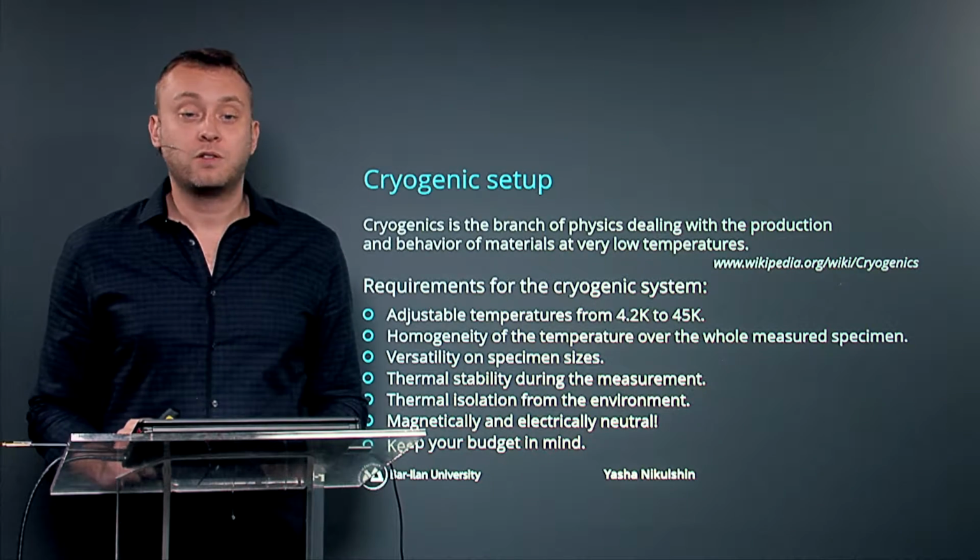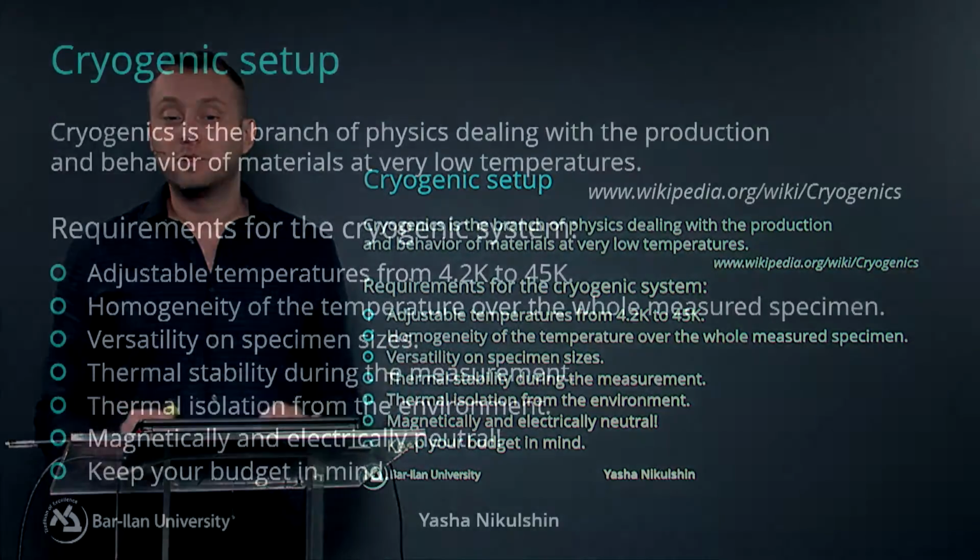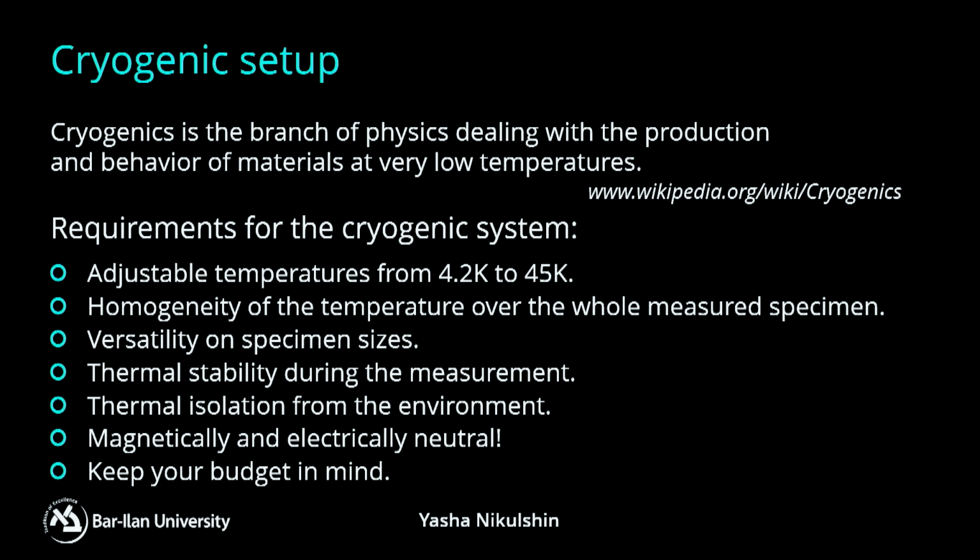Our requirements for the cryogenic system: we need adjustable temperatures from 4.2 to 45 Kelvin. This range is dictated by the critical temperature of magnesium diboride of 39 Kelvin. So we have to go a little bit above it, and we chose 45 Kelvin for that purpose. And 4.2 is the temperature of liquid helium. A temperature below that is very hard to achieve.